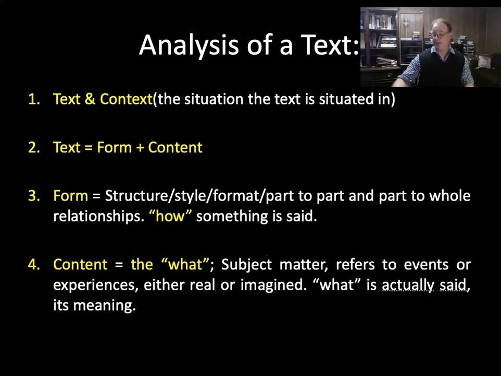The text is literally the physical thing with the words on the page. That's the text. The context is the circumstance or situation in which you find the text or read the text, or from which the text comes. The first context of a text, obviously, is the time from which it originates: the author writing in 1492 about Columbus sailing the ocean blue.